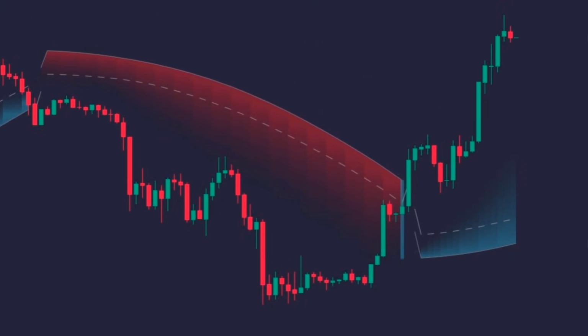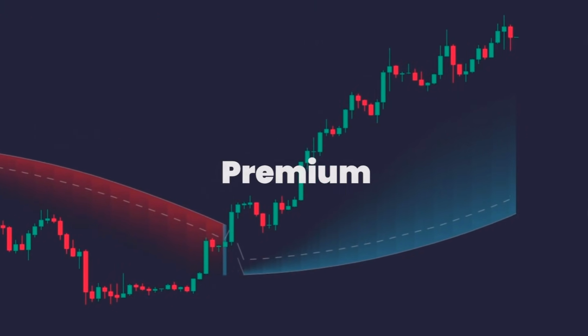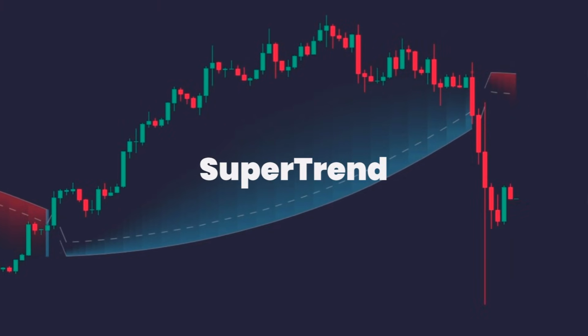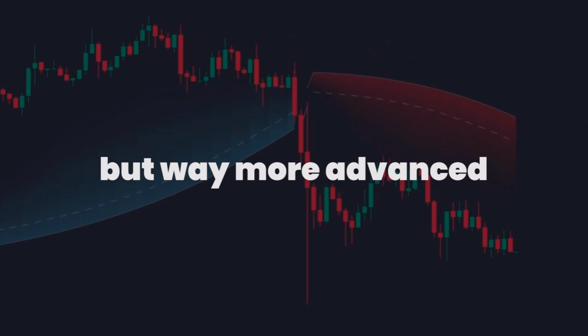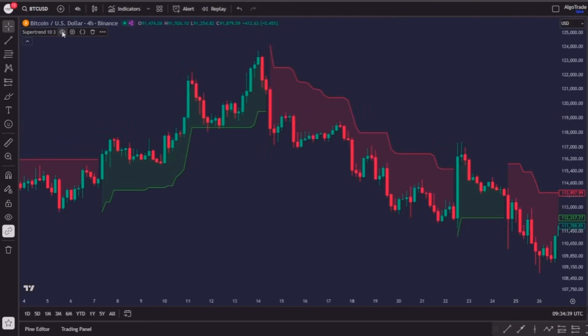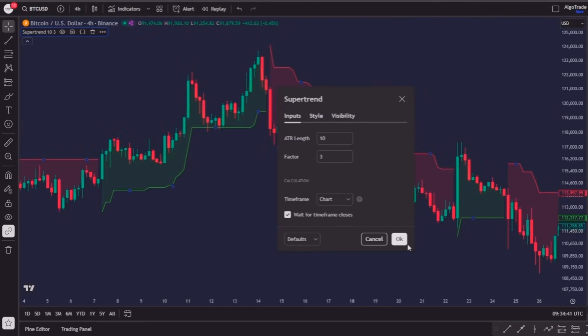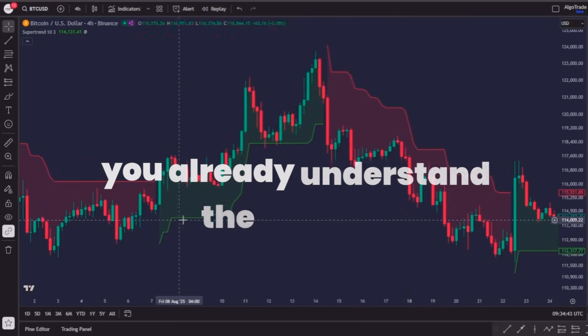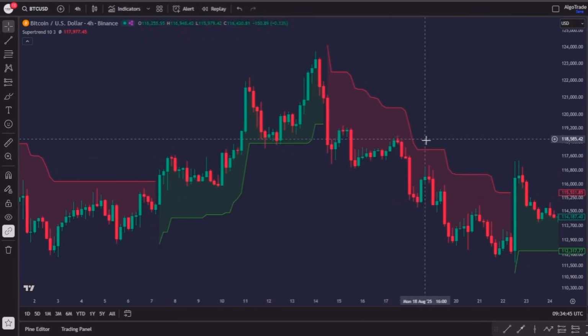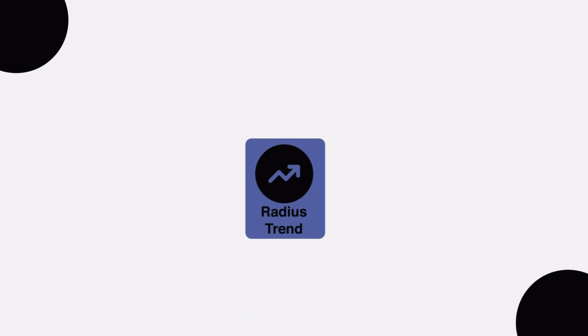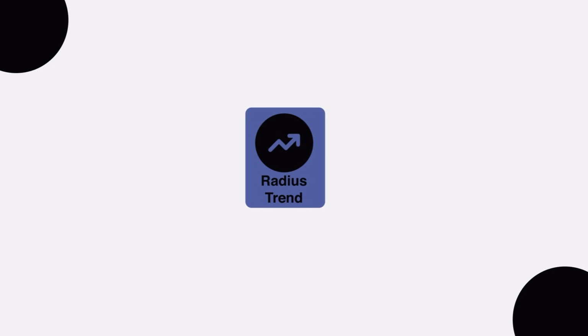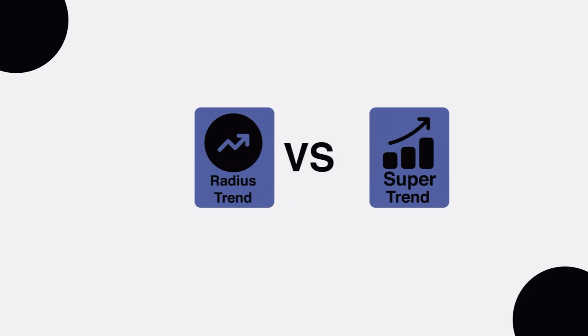Now let's talk about something that looks like a premium, redesigned version of the super trend, but way more advanced, the radius trend. If you have ever used the super trend, you already understand the concept. Follow the trend, avoid the noise, and catch clean swings. But the radius trend takes that idea and basically upgrades it into a high-end visual system.